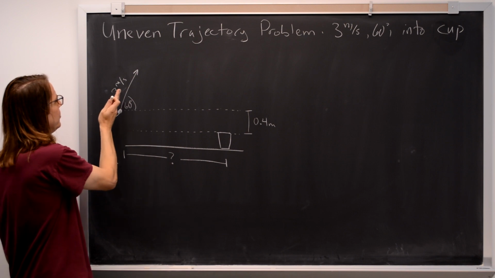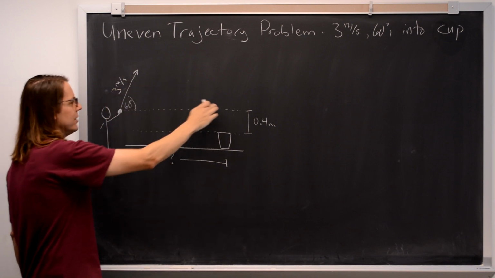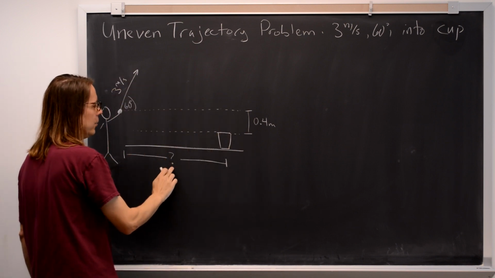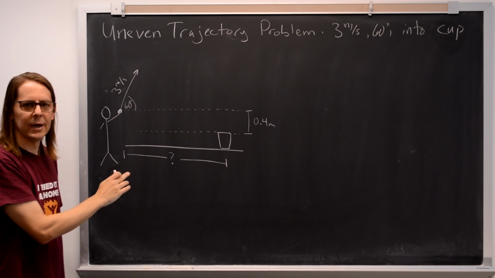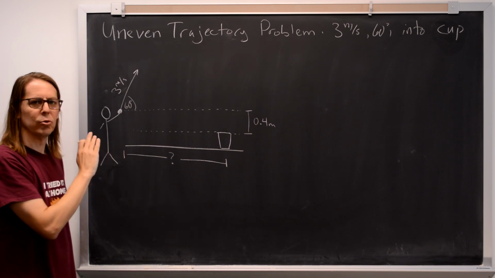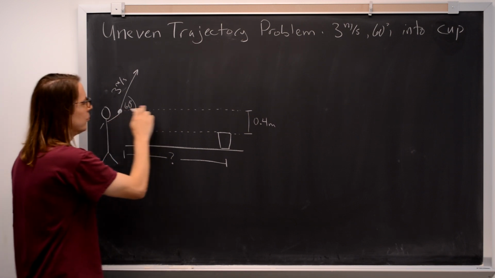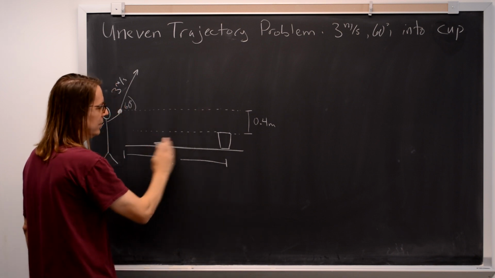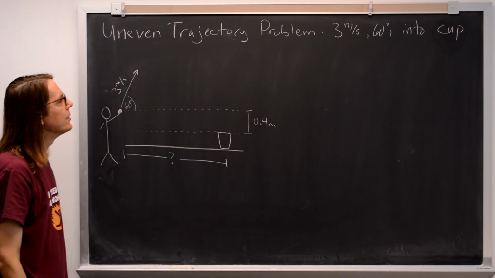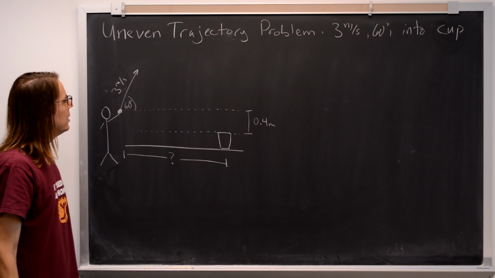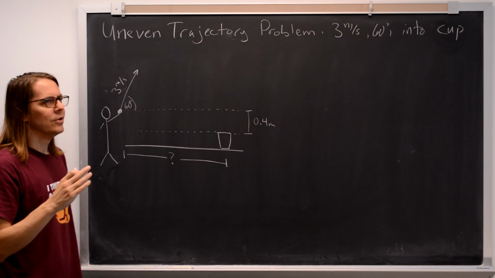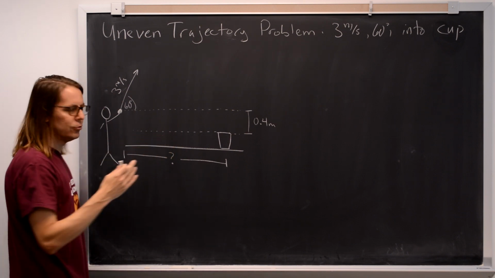So the question is, if you're going to do this, 3 meters per second, 60 degrees, it has to drop 0.4 meters. How far away should the cup be? And again, you can't just use the simple range formula because it's not the range of an even trajectory, it's the range of an uneven trajectory. Okay? So let's see. I wanted to use this as an example of how to solve an uneven trajectory.